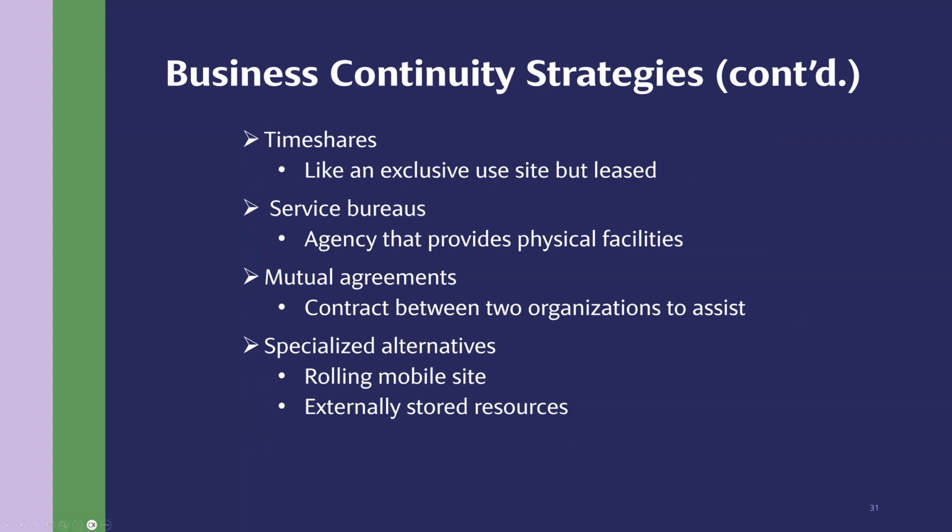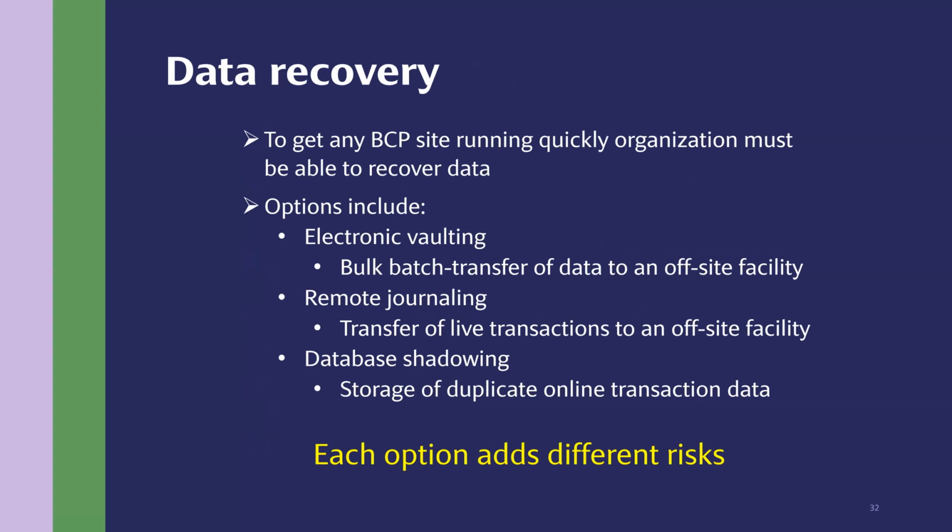Yeah, timeshares, bureaus, mutual agreements, specialized alternatives, and so on. Let's move on. Next is data recovery. To get any BCP site running quickly, the organization must be able to recover data. In order to recover the data, there are multiple processes they can follow. First is electronic vaulting, second is remote journaling, and third is database shadowing. I leave it to you to go through these and how they work. But whenever you use these three options, they all have their own different risks attached to them.